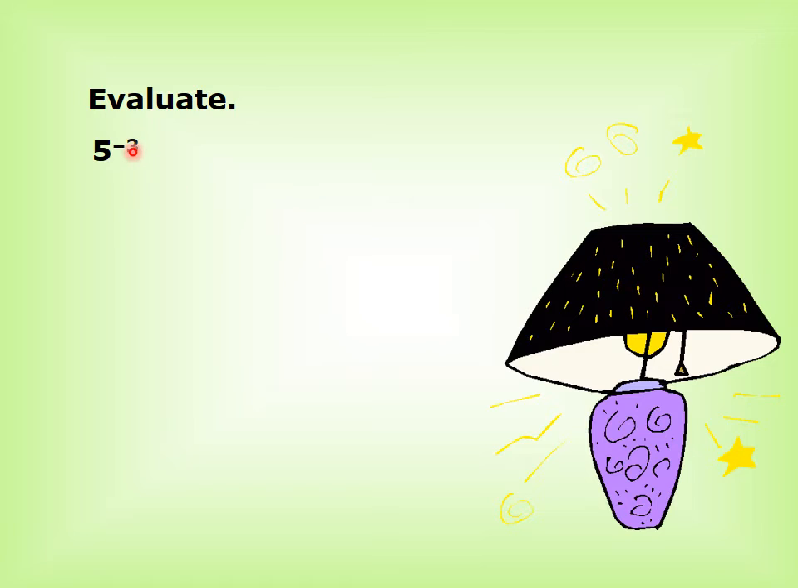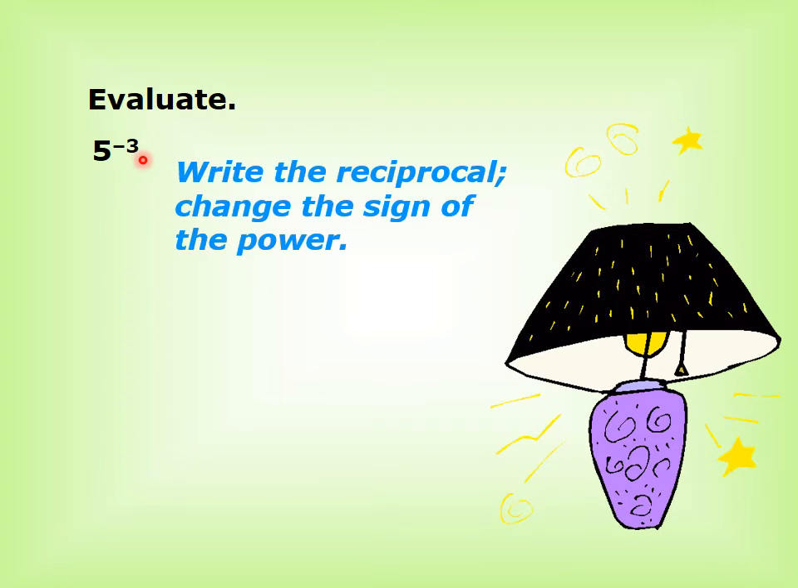Evaluate 5 power negative 3. Write the reciprocal and then change the sign of the power. 1 over 5 power 3 equals 1 over 5 multiplied by itself 3 times equals 1 over 125.